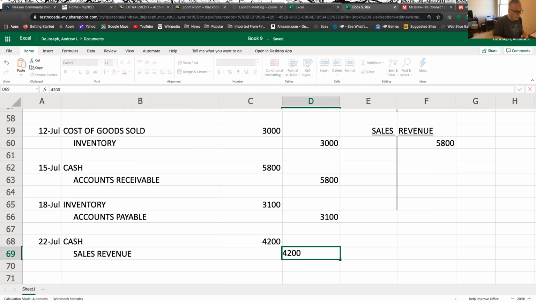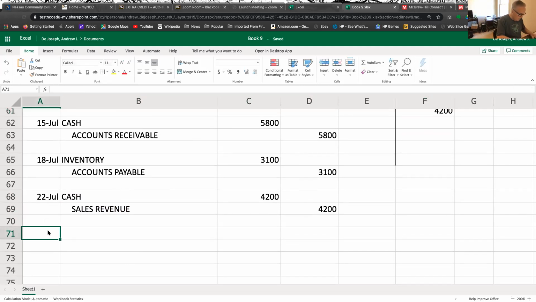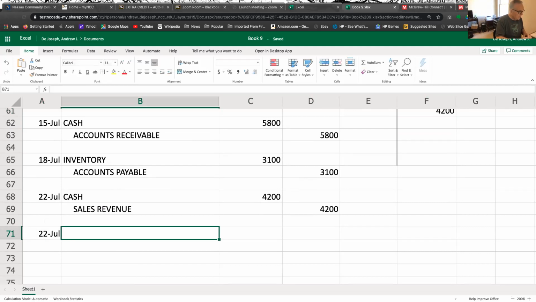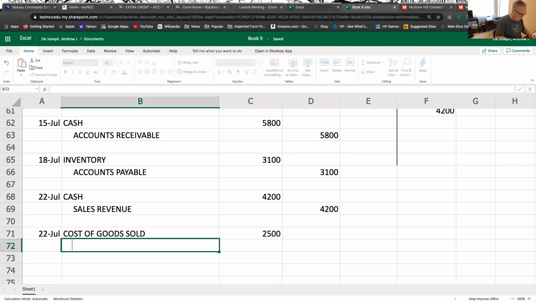Debit cash, credit sales revenue. Could put the sales revenue right here. Right, and remember, whenever you make a sale, you've got to also record the cost of goods sold. All right, so what was the cost of goods sold? The CDs cost $2,500. Debit cost of goods sold and credit inventory, right?